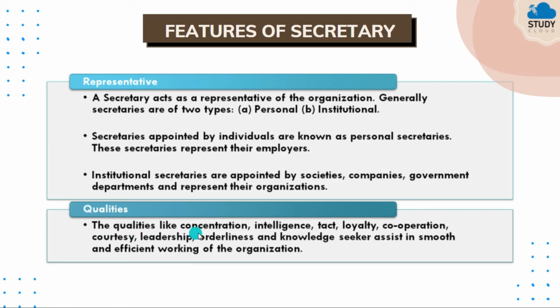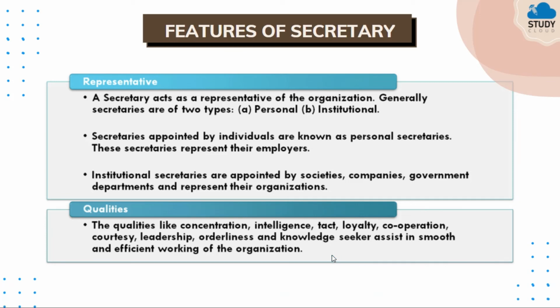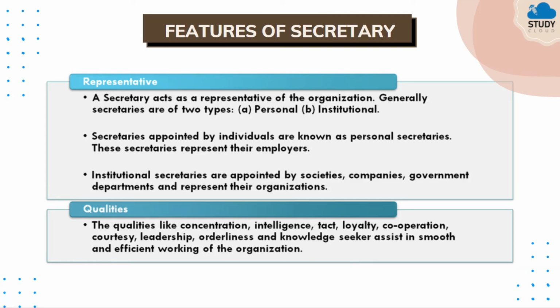Then next is qualities. The qualities like concentration, intelligence, tact, loyalty, cooperation, courtesy, leadership, orderliness, and knowledge seeker assist in smooth and efficient working of the organization. So you require certain qualities also in a secretary. Those qualities are given to you here in the last sentence. If a person has almost all the qualities to become a successful secretary, then he or she can help the organization to go in an upward direction and get success due to his skills and knowledge. So these were the features of secretary.